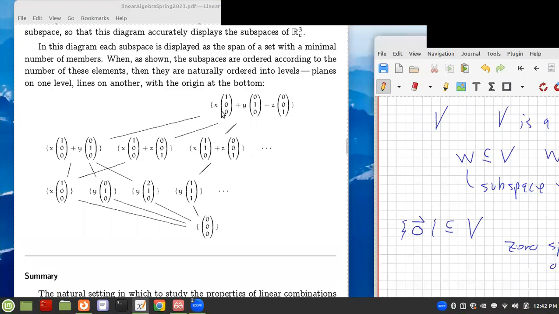What we're looking at here is a big vector space. Essentially this is R3C. We have the zero space here. So we know this is a vector space. We know this one is, look at all the subspaces. These are like different lines. These are different planes.